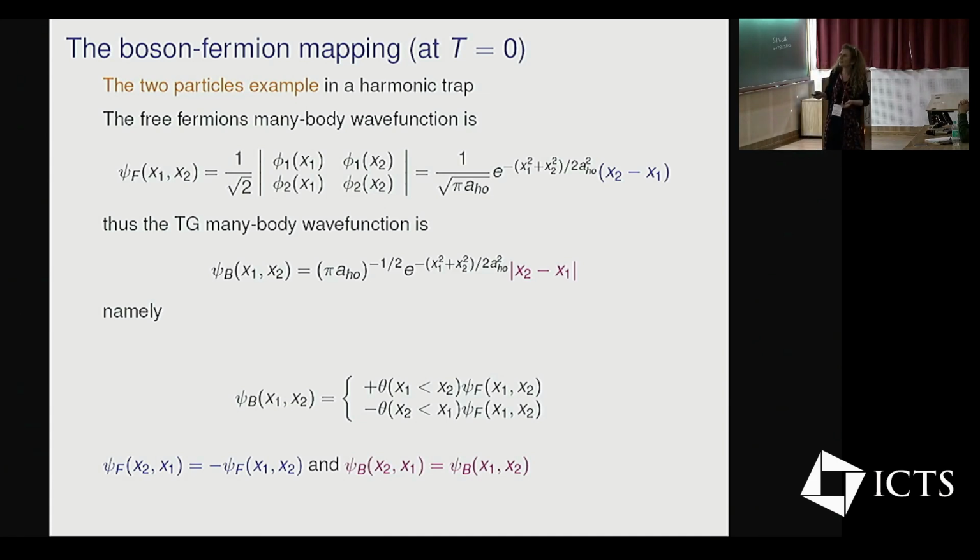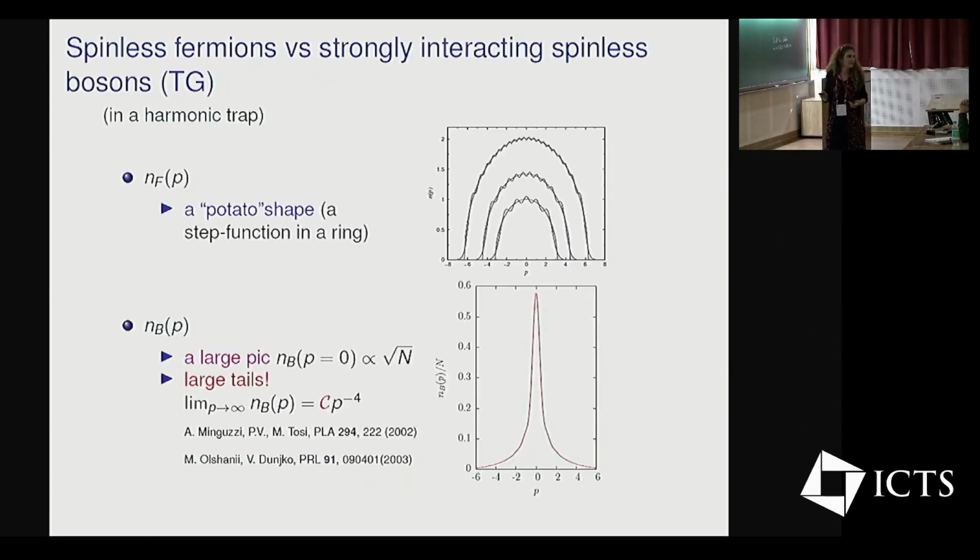So what is the effect of this symmetrization operation? Okay, it doesn't enter in the density profile, but it enters in the momentum distribution, for instance. It is something that can be measured easily in ultra-cold gases. In the experiment, you release your gas and you can measure the velocity distribution. So you have access very easily to this quantity. So for spinless fermions in a harmonic potential trap, you have a sort of potato shape, not tall and large.